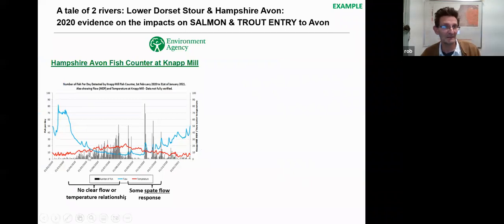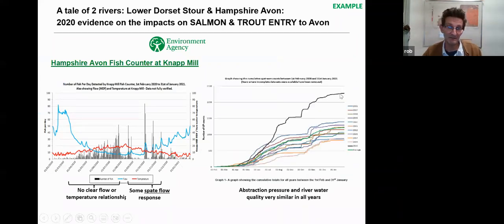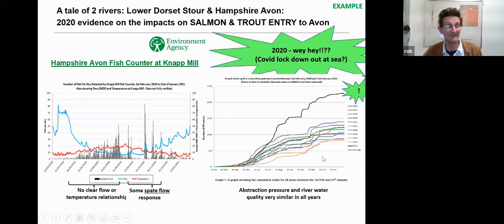And so this is evidence, if you like, from 2020, showing how many fish, in black, go up the River Avon compared to the flow in the River Avon and the temperature in the River Avon. The notion that you need more flow for more fish is blown out of the water by this data here. There's certainly evidence here of some response to spate flows. But generally, if you look at the 2020 data, which is here in black, you find this astonishing conclusion that you had almost twice as many fish going up the Hampshire Avon in 2020 compared to all of the previous years. And these were years when the abstraction pressure hasn't really changed at all and the water quality is very similar. So you realise then that fish depend on a lot of things, and probably something to do with the COVID lockdown, whatever was going on out at sea.